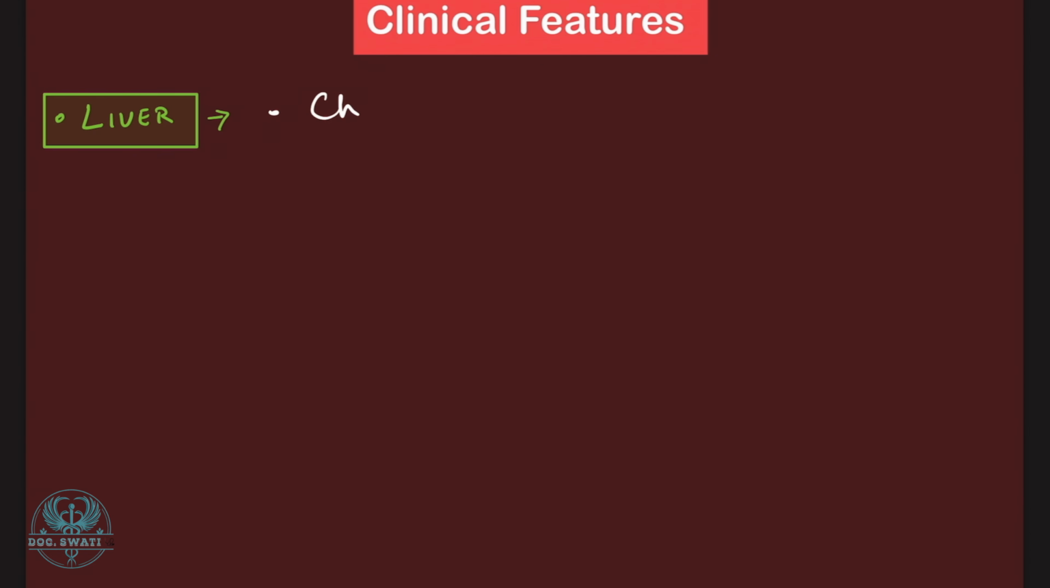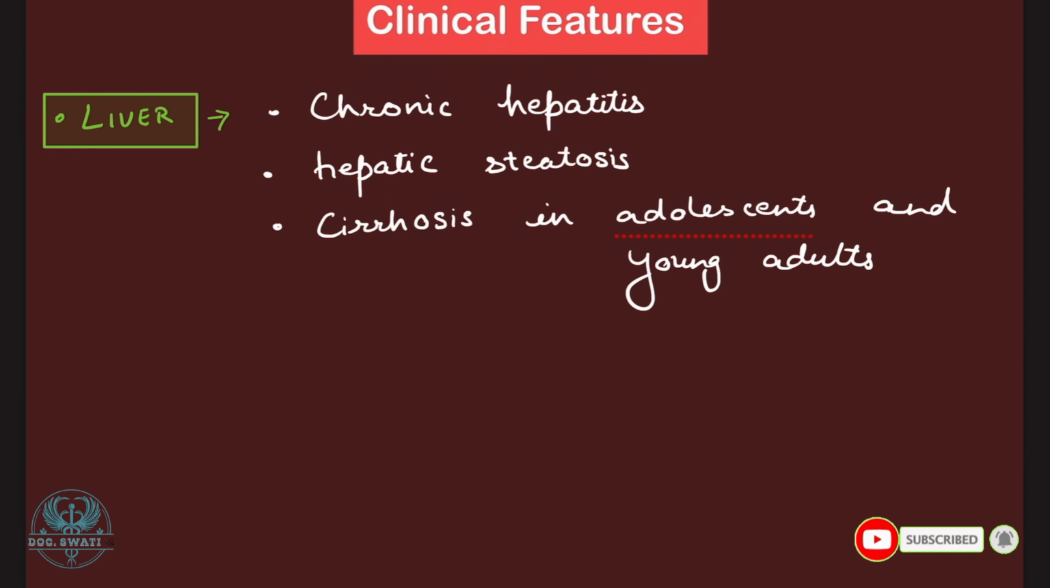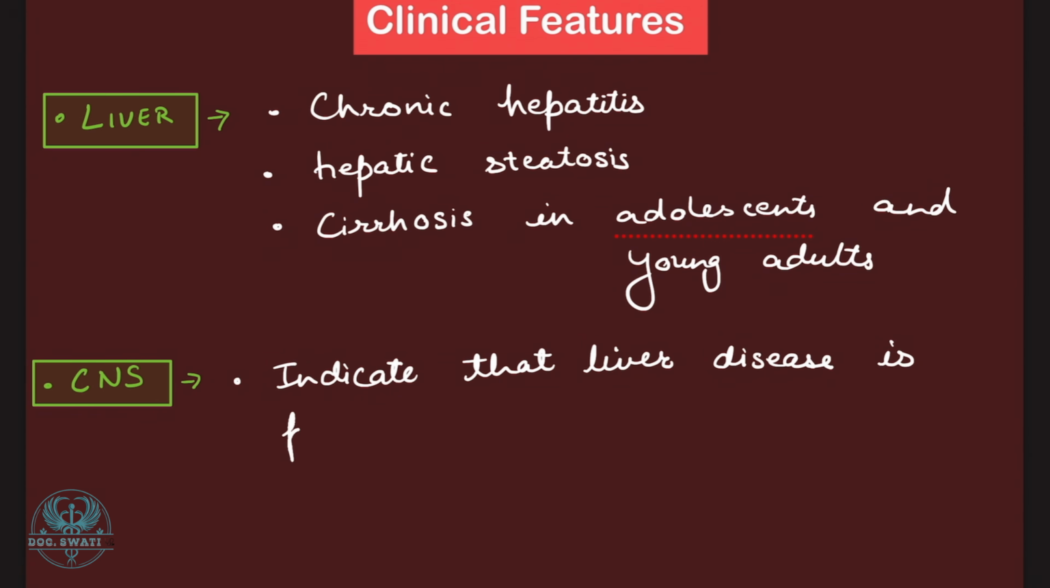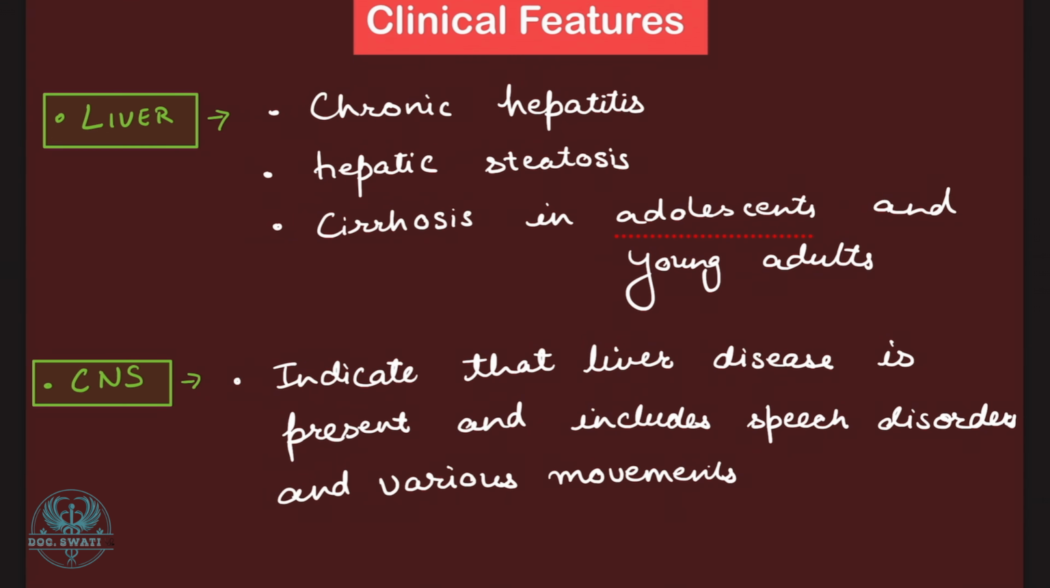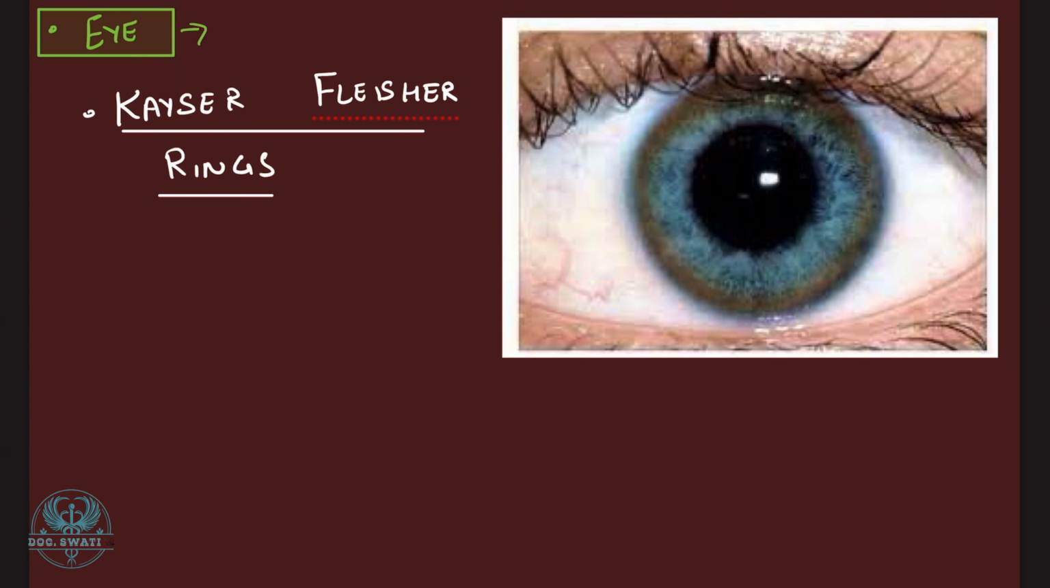Moving ahead, let's talk about the clinical features. The clinical changes in liver include chronic hepatitis, hepatic steatosis, and cirrhosis in adolescents and young adults. The clinical manifestations of CNS indicate that liver disease is present and include speech disorders and various movement disorders like wing beating tremors. So here comes the most repetitive MCQ. In the eyes, Kayser-Fleischer rings in the periphery of the cornea are seen.